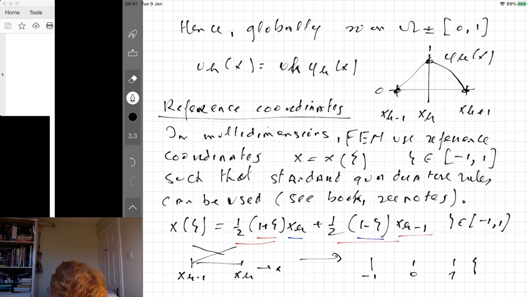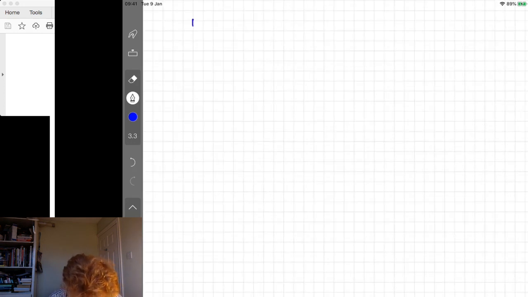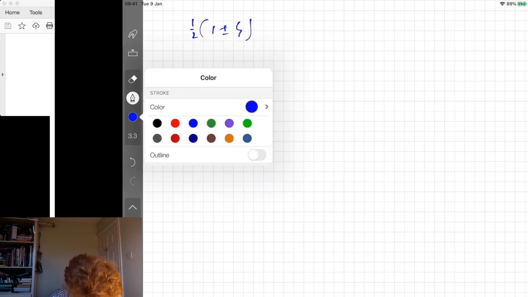So before we had these basis functions which look like this, 0 here and 1 here. Now we get the basis functions which look like this again. This one is 0 at minus 1 and 1 at 1. This one is 0 at 1 and 1 at minus 1. So this one then is half (1 plus xi), right? Because for xi is 1, it's 1. And this one, put it in blue, this piece is half (1 minus xi). So that's the advantage. So we note that we have half (1 plus or minus xi) as the basis functions.